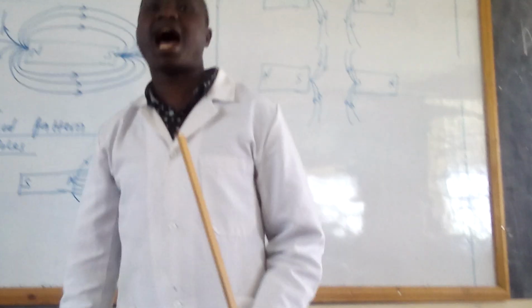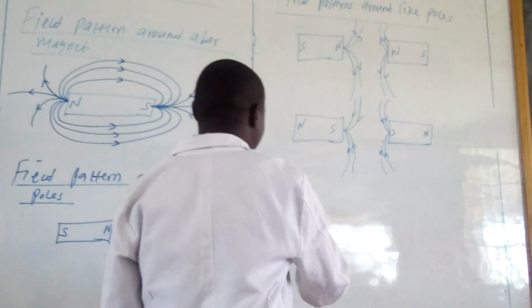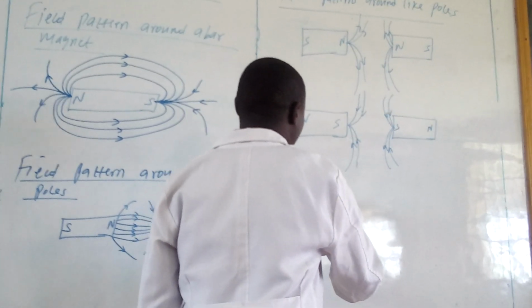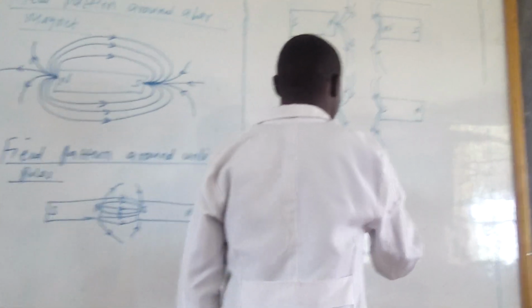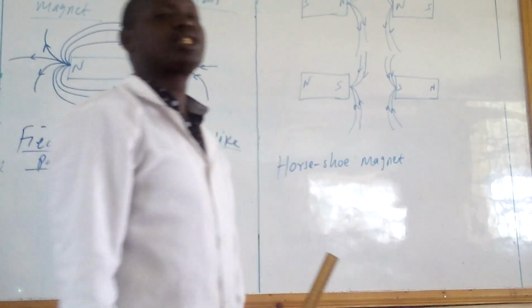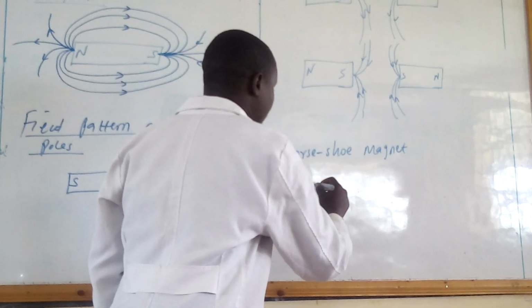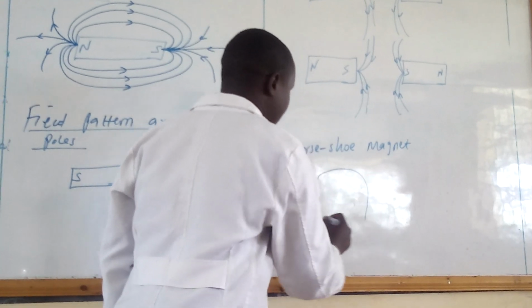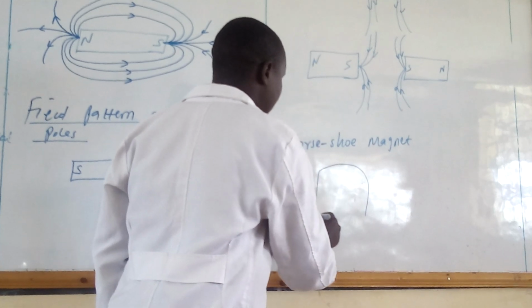What if we have a horseshoe magnet? What are the magnetic field lines around a horseshoe magnet? We have a horseshoe magnet like this. This one is a horseshoe magnet.